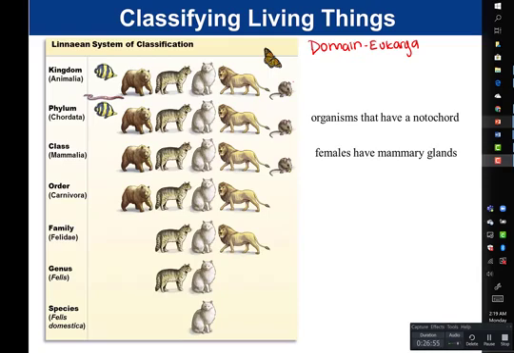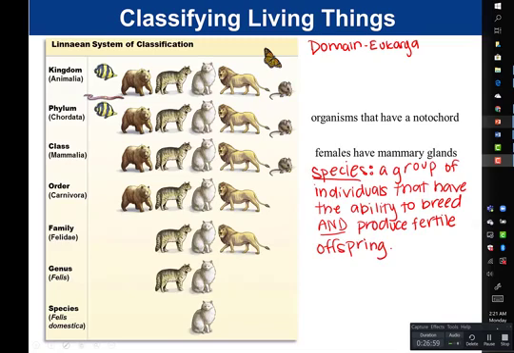So now we need a definition for species. So the biological definition of a species is going to be a group of individuals that have the ability to breed and produce fertile offspring. So it has to meet both of those criteria. So what does that mean? Has the ability to breed and produce fertile offspring.